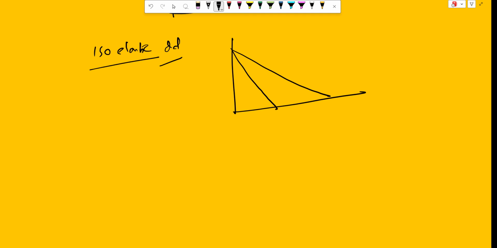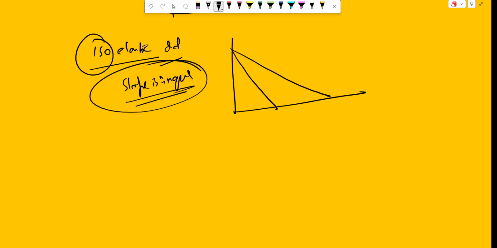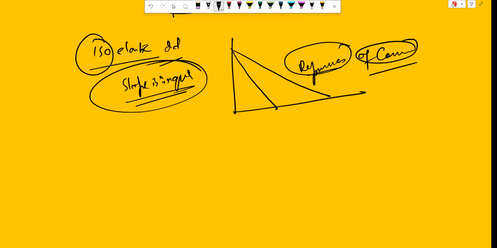If we see those two cases, iso means same, so elasticity is the same, but they are creating two demand curves. Obviously, their slope is not the same. Slope is unequal. But here the slope is not adjusted on this basis, but also with the responsiveness of the consumer. The consumer responsiveness is the main key idea over here.